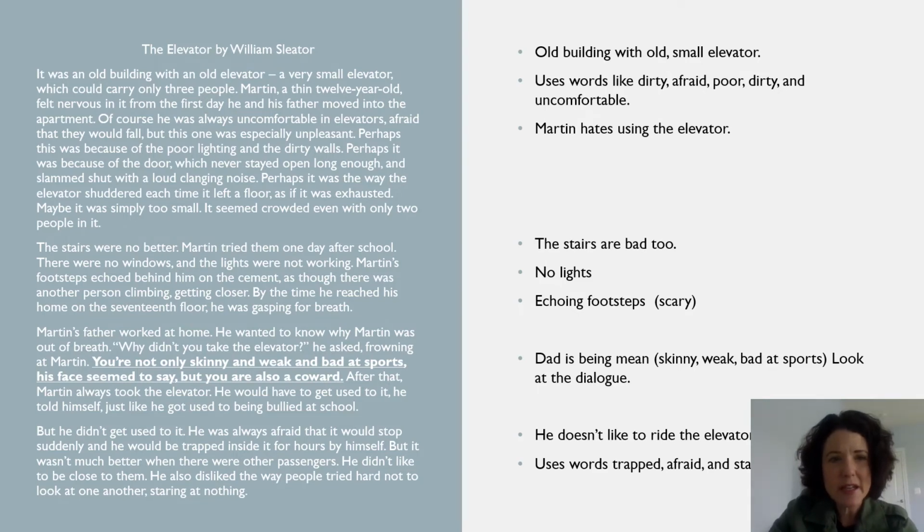So what I'm seeing here is that Martin is a 12-year-old boy who's in an old building with an old elevator. It's a very small elevator, right? He talks about it being unpleasant and dirty. These are all word choices from the author. And also the elevator shudders, right? We're going to learn about personification later, but the shuddering elevator feels exhausted, right?